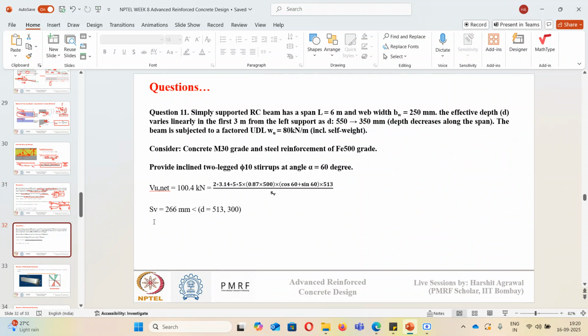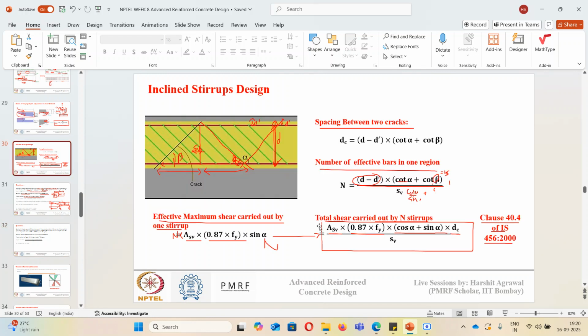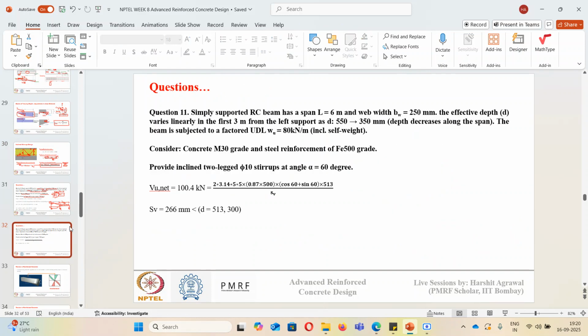Okay, if it is decreasing, we'll use the negative formula. If it is decreasing, we'll use the positive formula. If it is increasing, we use the negative formula. We get the Vu net. Once we get the Vu net, we'll use this relationship for inclined stirrups, where alpha is already known to us and everything else is known, so we can calculate the Sv. Okay, so this is how we approach.